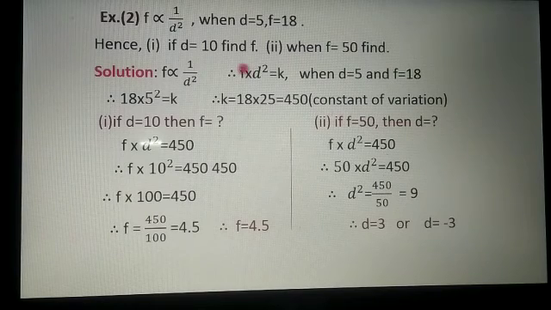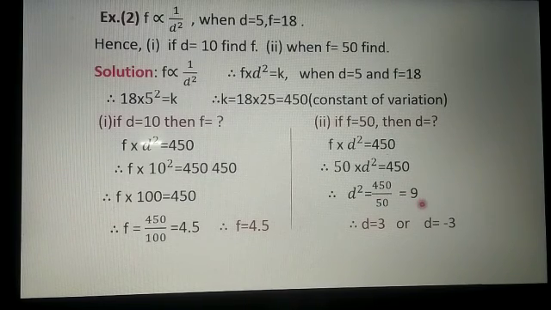Again use the same equation, f into d square is equal to k. So f into d square is equal to k. k means 450. So f means 50. 50 into d square is equal to 450. Now what is d square? d square is equal to 450 upon 50. So after cancellation we get 9. 0 0 cancel and 5 9s are 45.